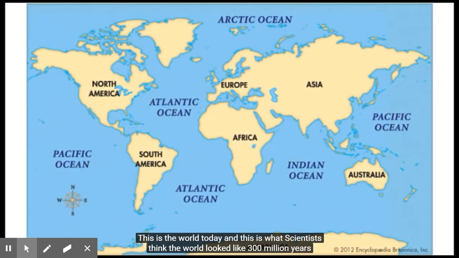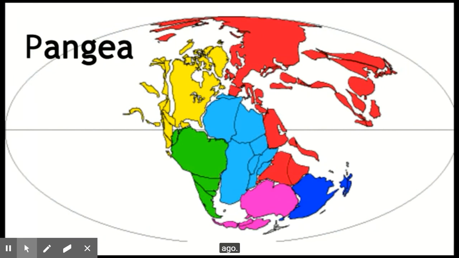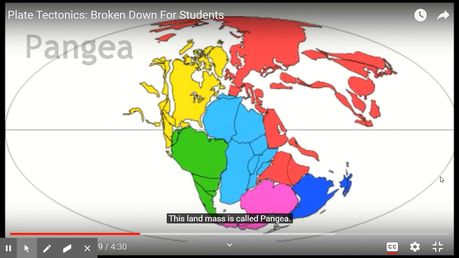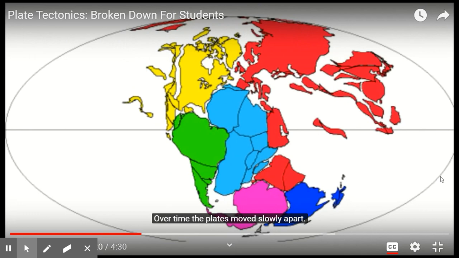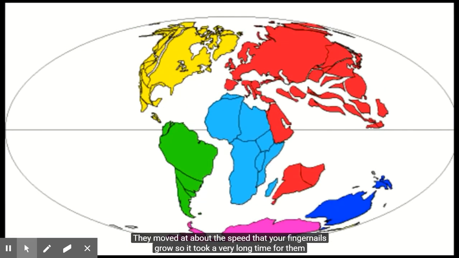This is the world today, and this is what scientists think the world looked like 300 million years ago. This landmass is called Pangaea. Remember, we talked about Pangaea, how it was called a supercontinent. In our notes, we drew our supercontinent, our super Pangaea man. And over time, the plates moved slowly apart. They moved at about the speed that your fingernails grow.